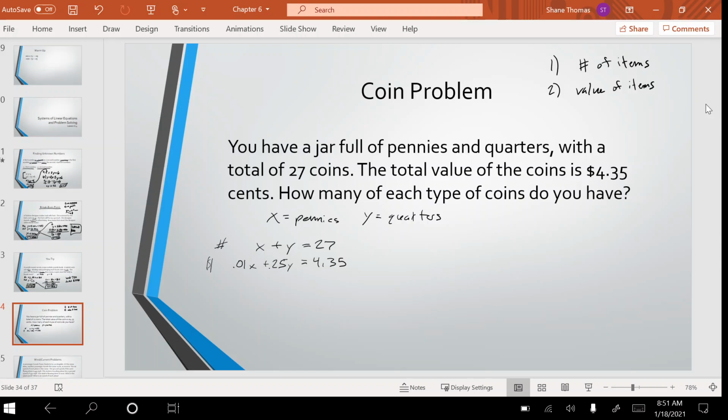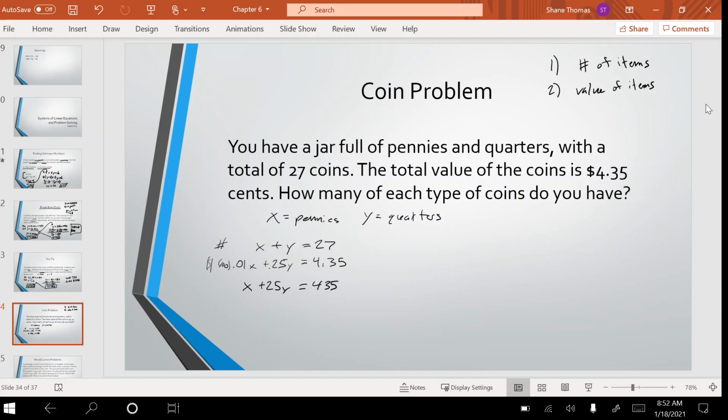No. All right. If you ever have problems like this, you want to get rid of the decimals. Everything has 2 decimal places. Let's go through and multiply everything by 100 before we even start. If I multiply every term by 100, now I'm looking at 1x plus 25y equals 435. That feels a whole heck of a lot better, doesn't it? All right, easier to work with, all whole numbers now.